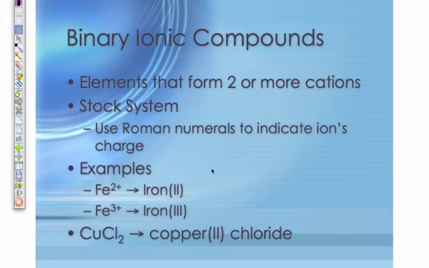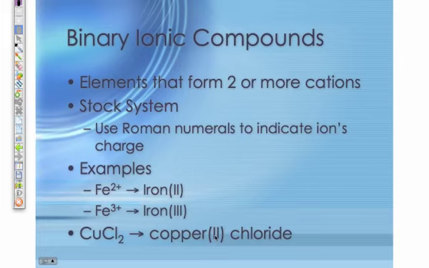So in this example, CuCl2, we'd have to take a look at this. Chlorine has a -1 charge, and there's 2 of them, so there'd be a -2 total, which means copper must have been a +2. So when we name this, it's copper(II) chloride.